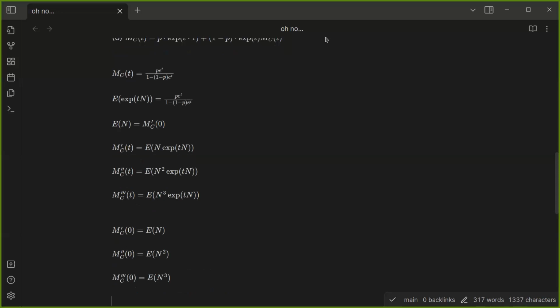Is it clear? Yeah, more or less. We just calculate for general t and then put 0 instead of t in each of them.